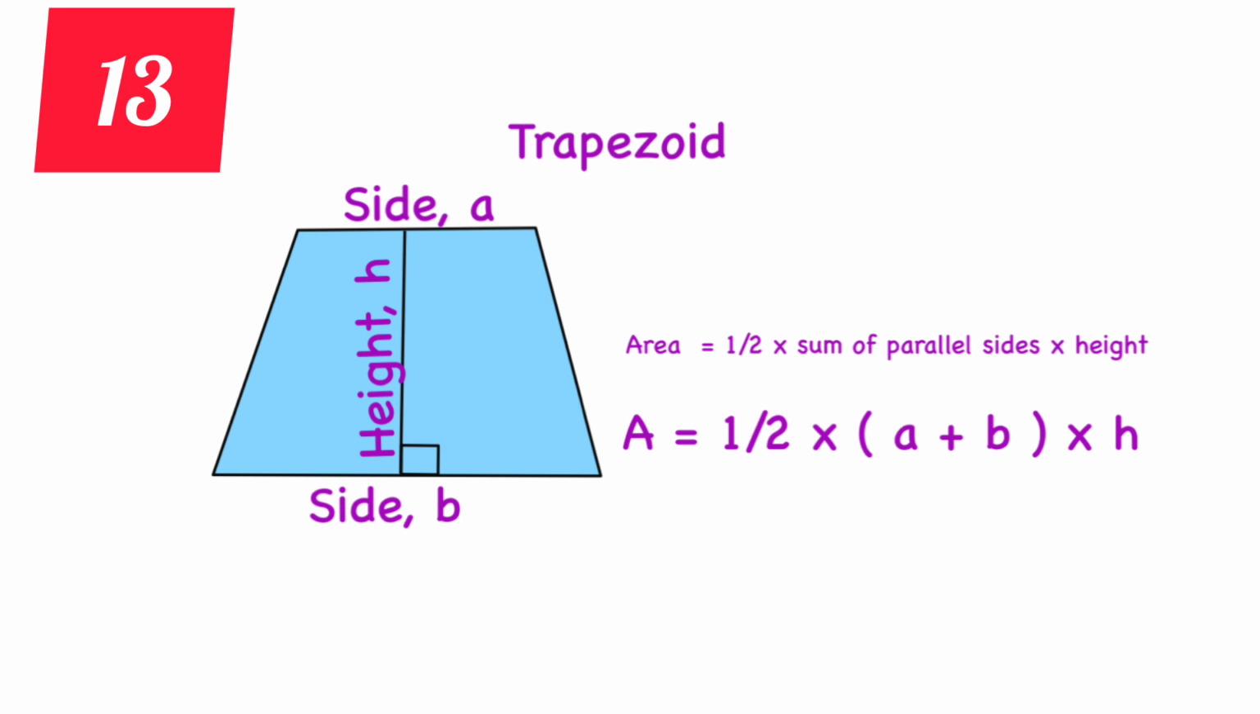If one pair of opposite sides of a quadrilateral are parallel to each other, it is called a trapezoid or trapezium. By dividing it into two triangles and adding their areas, we can get its area. The area is half of the sum of parallel sides multiplied by the height.